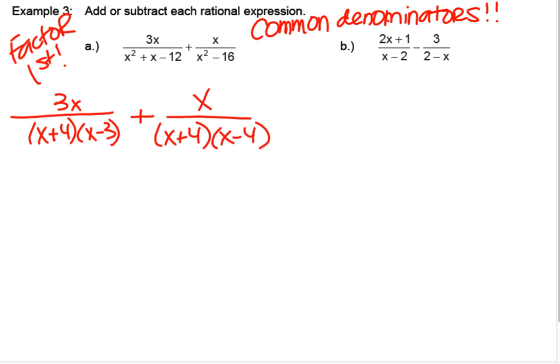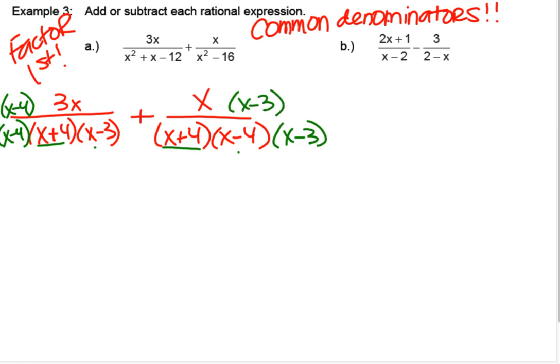Okay, I can't combine these yet. They don't have common denominators, but they have a couple factors that are similar. They each have an x plus 4. Then that guy has an x minus 3, and the second one has an x minus 4. So I need to go ahead and add an x minus 4 in the bottom of the one on the left. Well, if I do that, I need to multiply my numerator by it as well. Okay, same thing with the right. It's missing an x minus 3. So if I multiply my denominator by that, I've got to multiply my numerator by that as well.